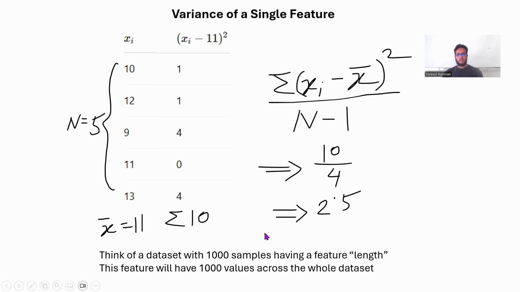So you can think of a dataset with 1000 samples having a feature, say, length. So there can be different lengths like 5, 10, 11, I don't know. That means the feature length will actually have 1000 values across the whole dataset. That means this column right here, this xi column, will be length. So length will have 1000 values, and you can obviously use this formula to calculate the variance of that length. But that is only for one feature.